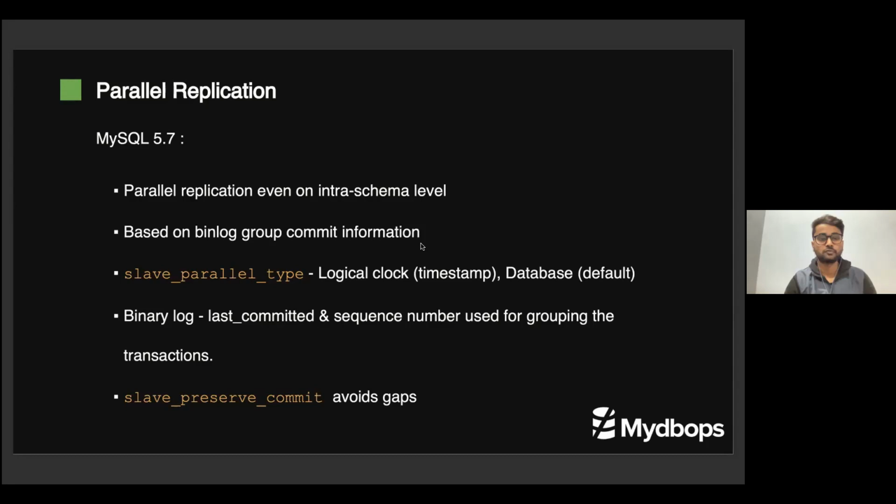And binary log events will all have some associated last commit and sequence number that is useful for grouping the transactions, so that a group can be committed together on the master. So the transactions from that group can be applied parallelly on the replica. And slave_preserve_commit_order avoids the gaps. We should enable slave_preserve_commit_order to avoid the gaps, so that it can maintain the proper order from the relay log to the replica while applying the transactions.